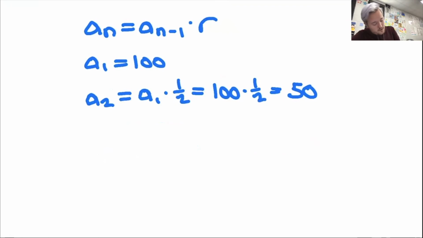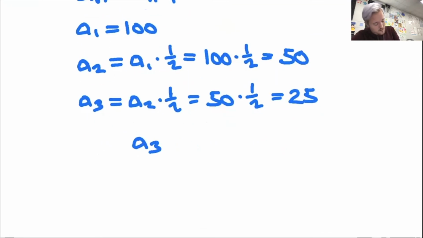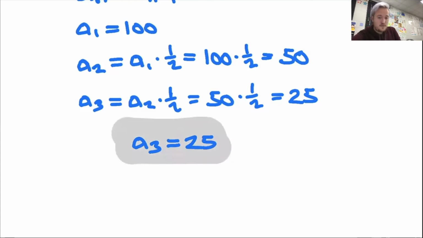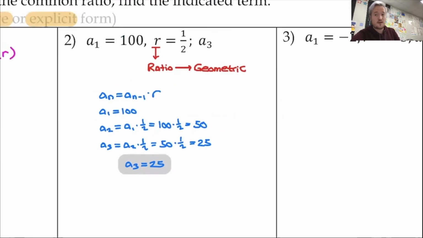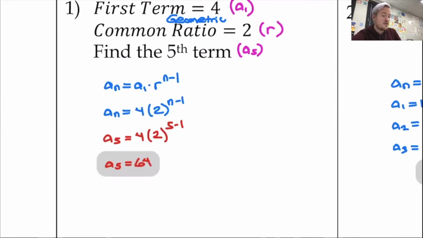Now, if I want to find the third term, I'm going to use the previous term, which is the second term, multiply by 1/2. So that's 50 times 1/2, which is 25. So A of 3 is 25. The third term is 25. So like I said, you can do the explicit or the recursive form. It doesn't matter which one. I will say the recursive is going to take longer, but it is easier. Or the explicit, it's a little bit more challenging-ish, but it gets you the answer a lot quicker.